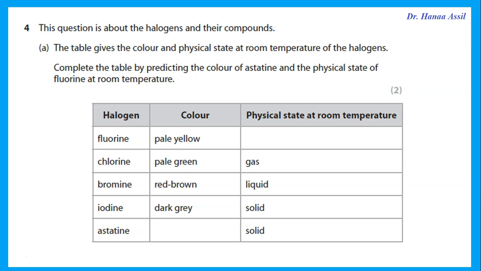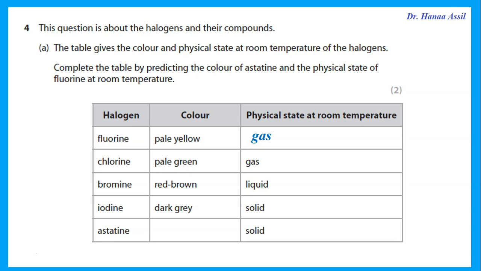Question 4 says, this question is about halogens. The table gives color and physical state of the halogens. Complete the table by predicting the color of astatine and the physical state of fluorine. What is the physical state of fluorine? Remember, fluorine is a yellow gas.